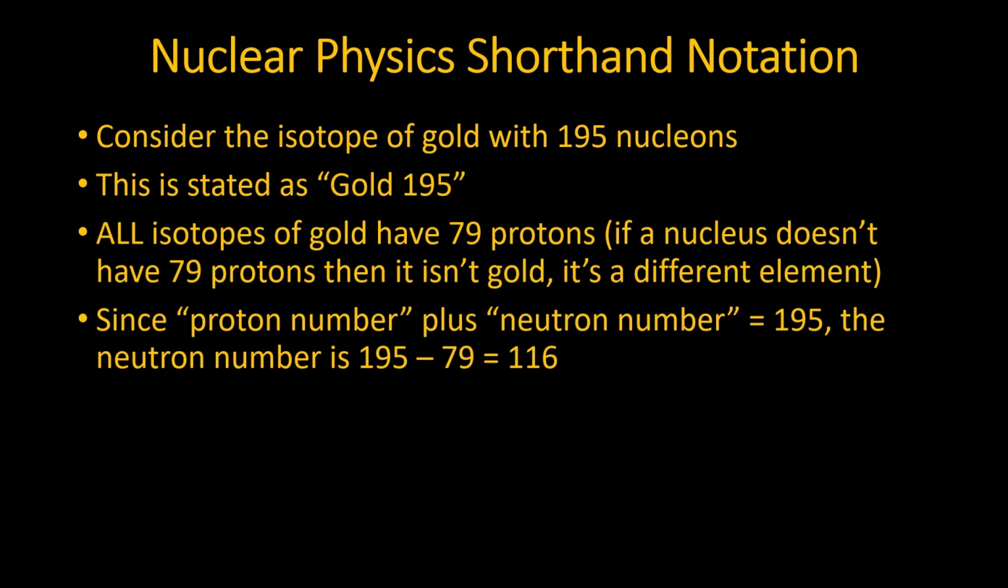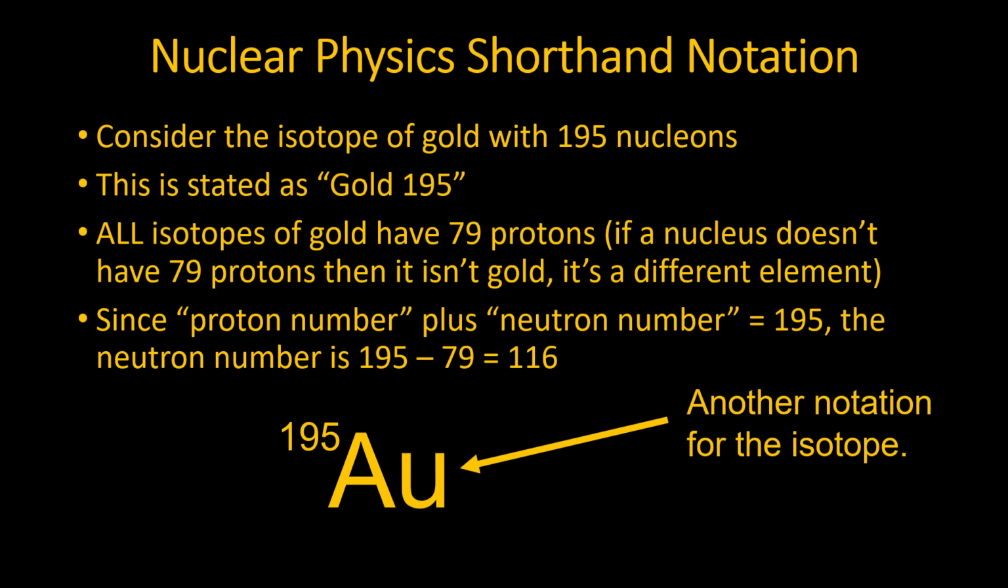The proton number plus the neutron number for this isotope will equal 195. So the neutron number is just 195 minus 79. Take the total number minus the proton number, and what's left is the neutron number.